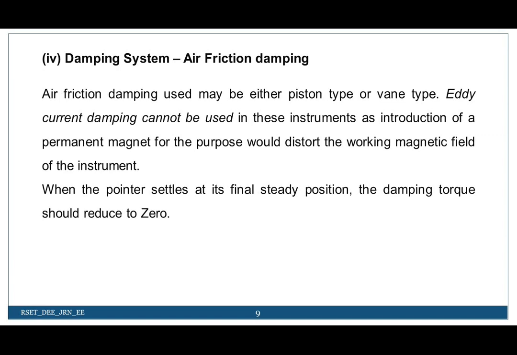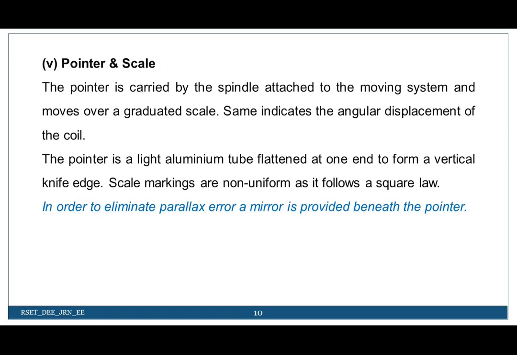When the pointer settles at its final steady position, the damping torque should reduce to 0. Now you have the pointer and scale. The pointer is carried by the spindle attached to the moving system and moves over a graduated scale, which indicates the angular position of the coil. The pointer is of light aluminum tube flattened at one end to form a vertical knife edge.